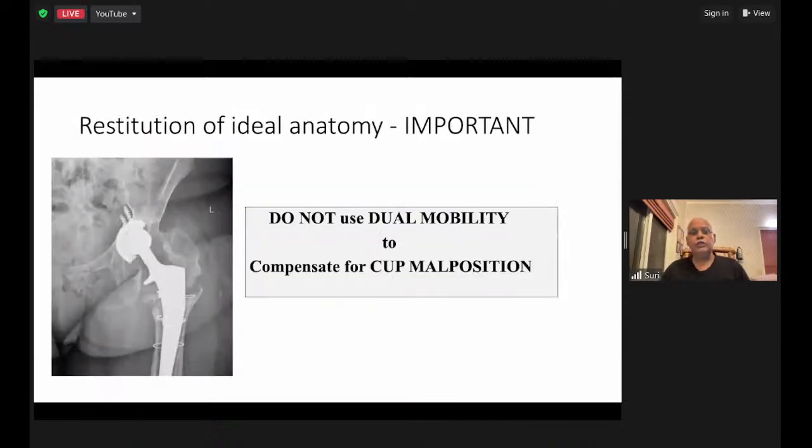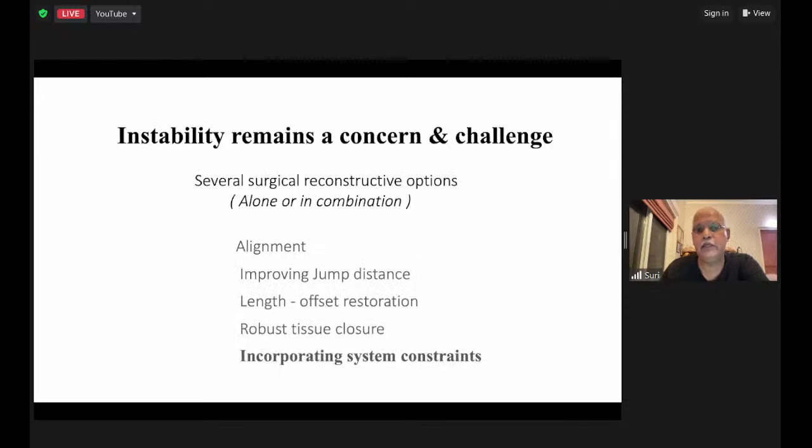So in conclusion, talking about dislocations, I think restitution of ideal anatomy is very, very important. Do not use even a dual mobility or any system to compensate for the cup malposition. Fundamental is to get that aspect right, and then you use the other options to further augment the stability.